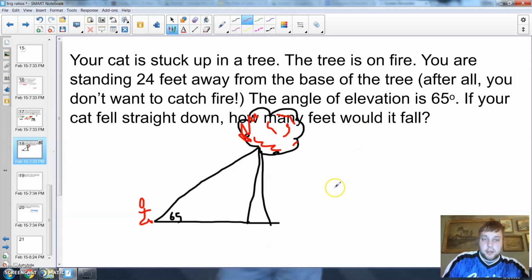Alright. So how can we do this? Standing 24 feet away from the base. So I am 24 feet away from the tree. Okay, you guys got this picture down?